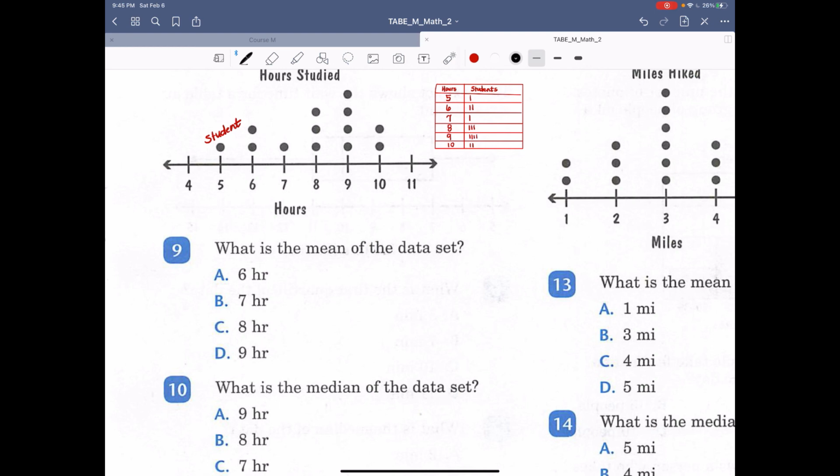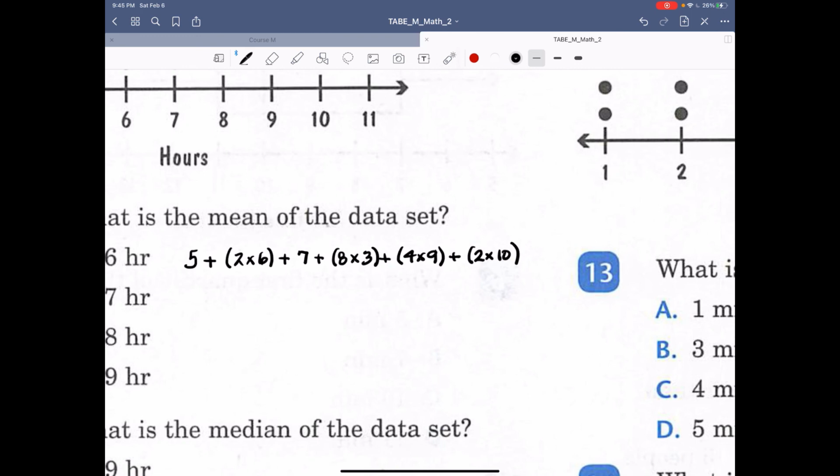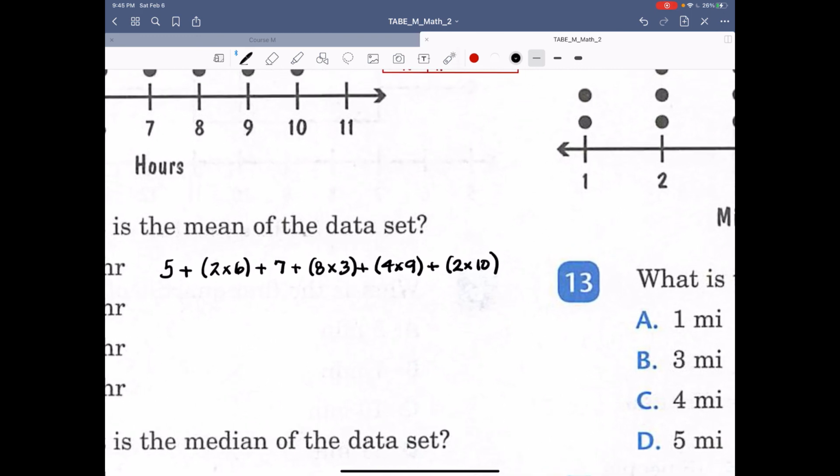We had 1 student who said 5. We had 2 students who said 6. We had a 7. We had 3 times 8. We had 4 times 9. And we had 2 times 10. And I need to do parentheses first. So there's 12. There's 24.